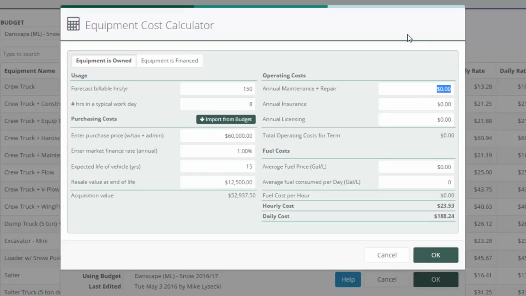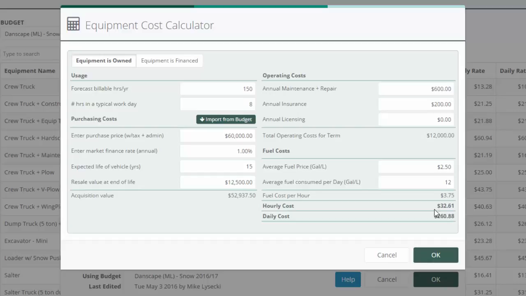Over here is annual maintenance and repair. Again, with these low hours, it's probably not going to be a lot of annual maintenance and repair, so I'm going to keep that number low. Insurance on this equipment is going to be relatively cheap because it doesn't drive on the roads necessarily. Annual licensing, well, it doesn't need a license. And then we got our fuel rate. So I'm going to put in my estimated price per gallon or liter of fuel and how many gallons or liters of fuel I think it's going to use in a shift.